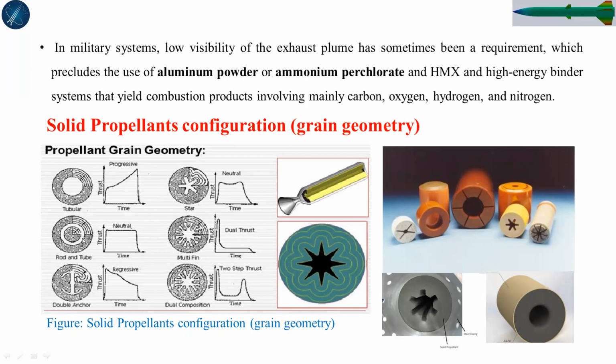Some of them are progressive burning. Okay, if it is simply a cylinder, then progressive burning. If it is star type, we can get neutral burning. Okay, so in order to get neutral burning here also, in this case from outer and inner, there is propellant grain inside.